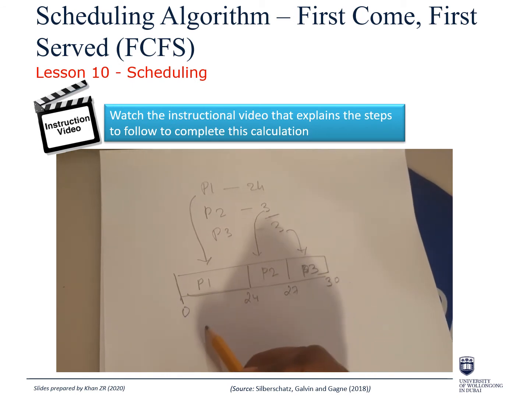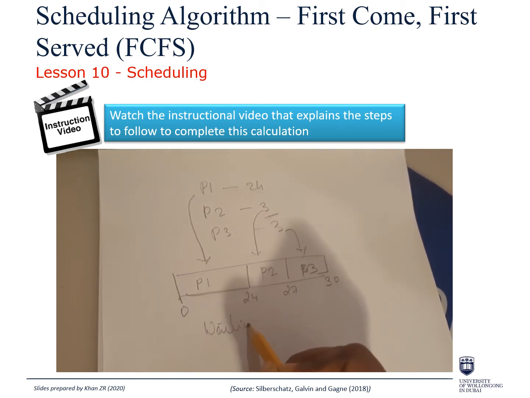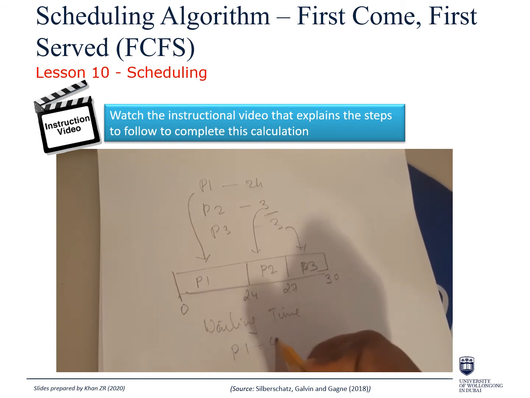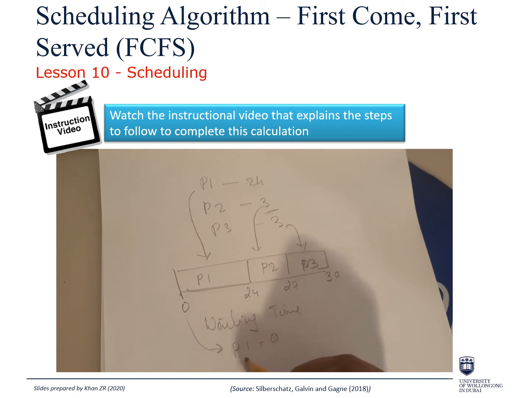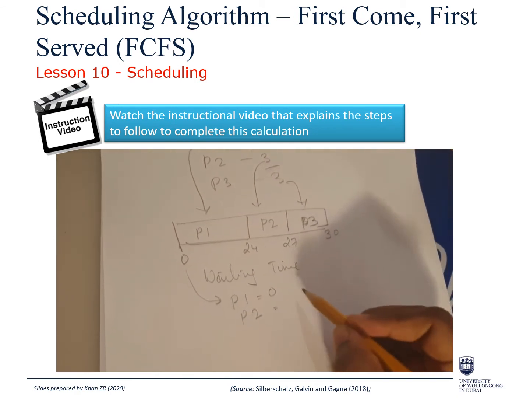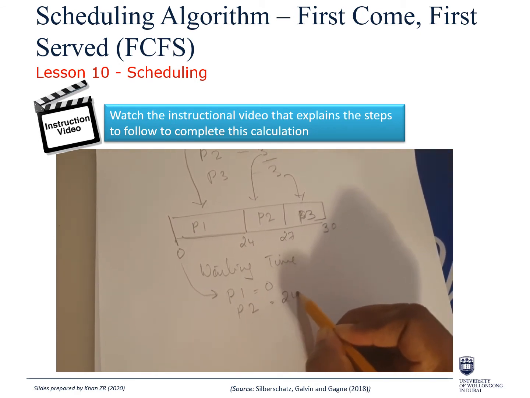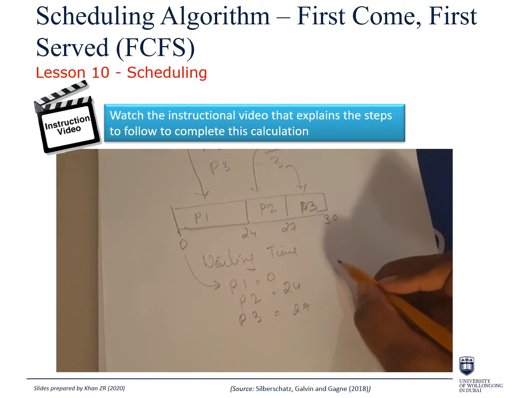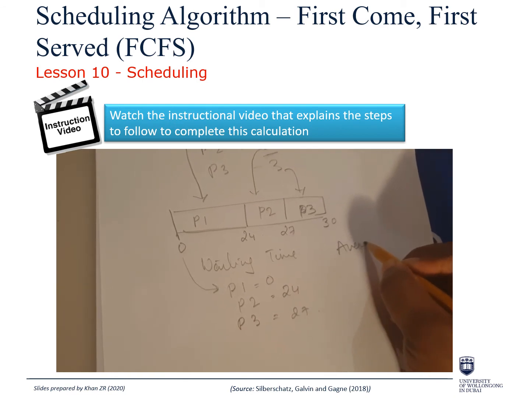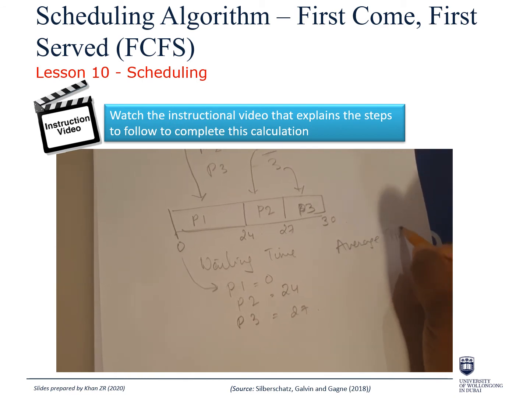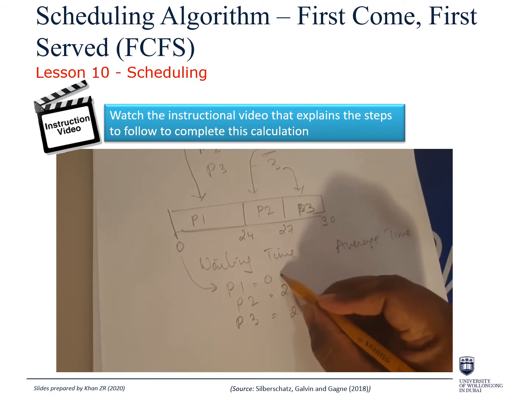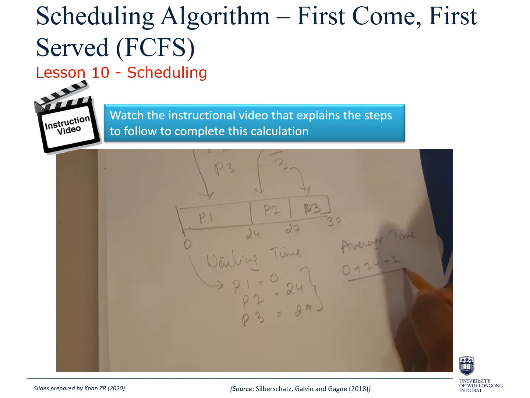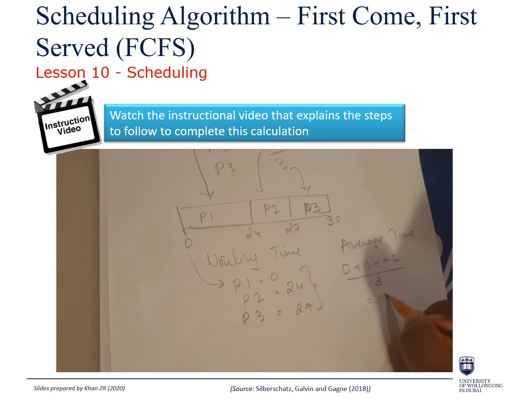When you have this, the waiting time for P1 becomes 0, P2 becomes 24 and P3 becomes 27. The problem then becomes apparent when you look at the average waiting time. You add up all of these, 0 plus 24 plus 27, divide the whole thing by 3, and you get 17.